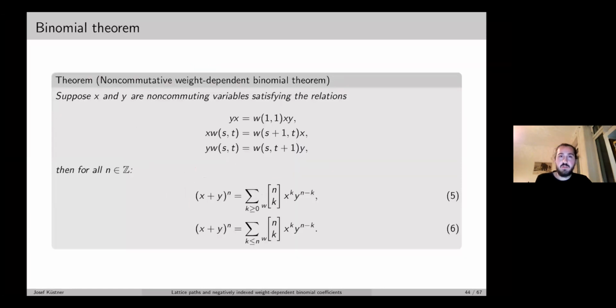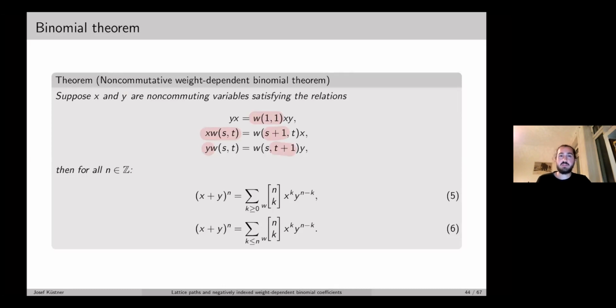Then the binomial theorem, we also were able to generalize in the weighted setting. It gets much more complicated. So x and y are again non-commuting variables. So if we interchange y and x, then we here get a w11. So in the q case, we only had a q there. Now it's a w11. And if we interchange the x and the weight, then this s is like plus. You have to take s plus 1. And if you interchange it with the y, then the t is plus 1.